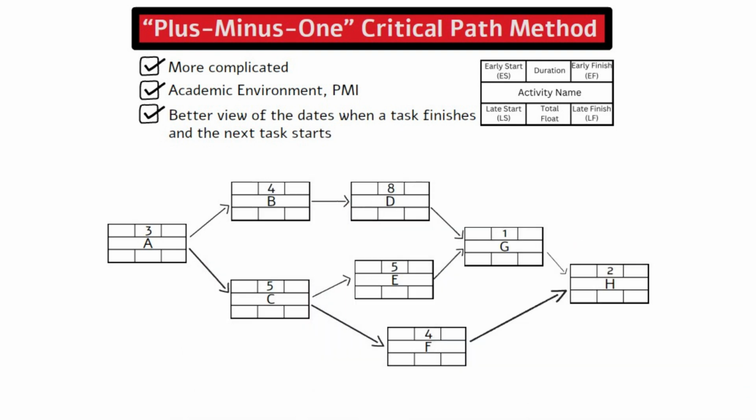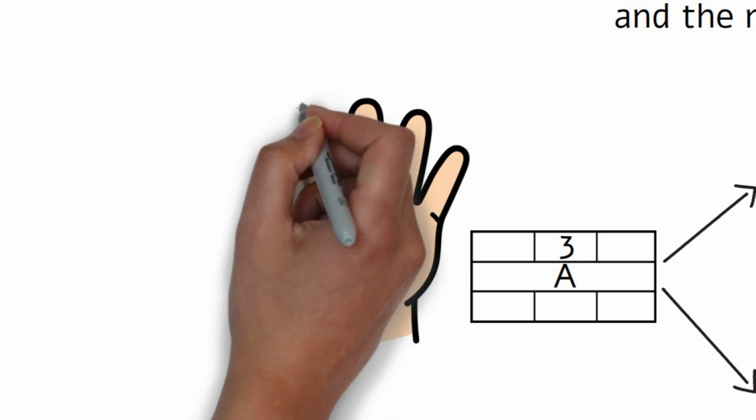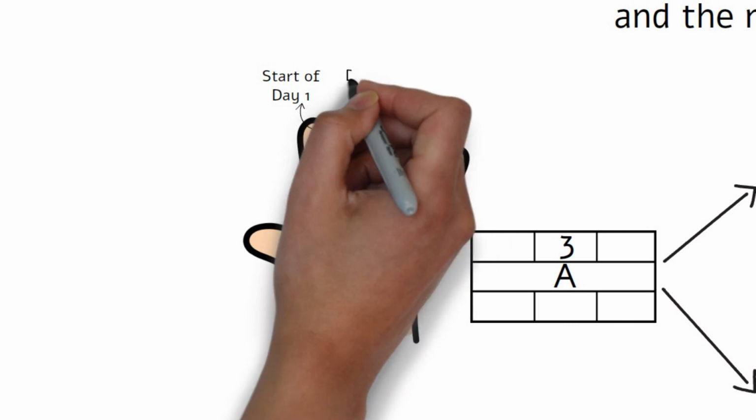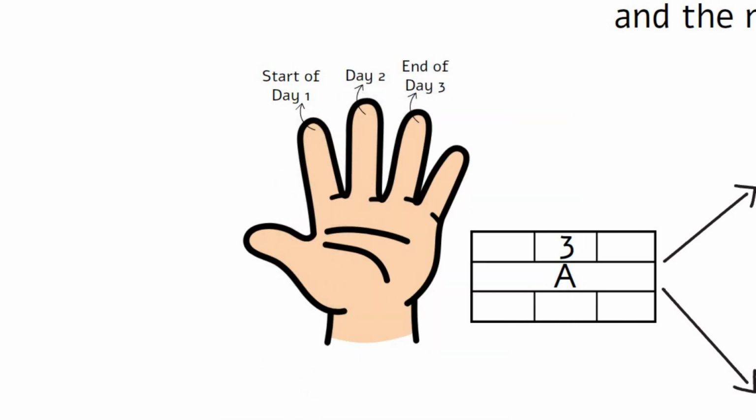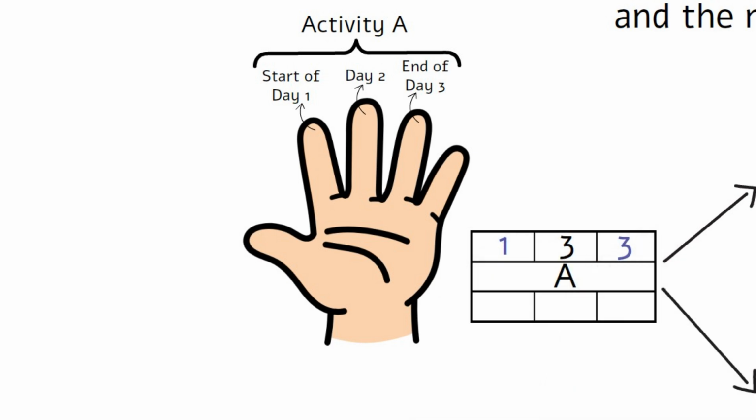What confuses many students is why we need to plus and minus 1 when counting the days. Instead of trying to remember the formula, let's think logically, and it will start to make sense. To make this visual and easy, we are going back to our elementary school days and using our hands to count the days. Let's take a look at Activity A. Activity A takes 3 days to finish. So we are going to start working on day 1, continue on day 2, and finish the work at the end of day 3. Therefore, we write down day 1 as the early start and day 3 as the early finish.